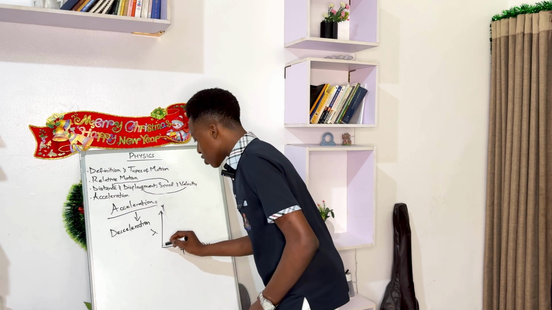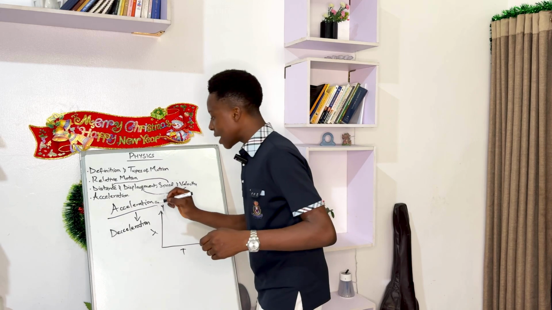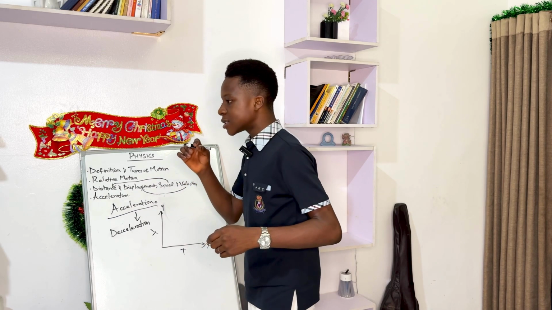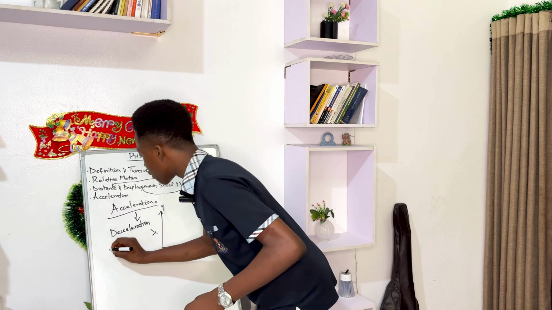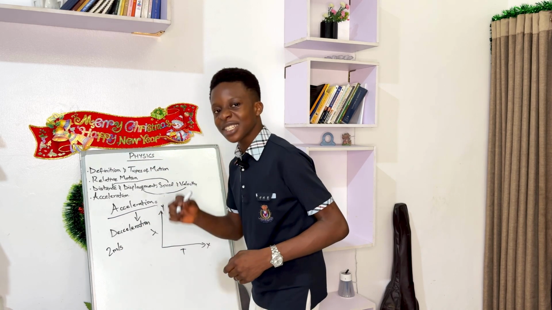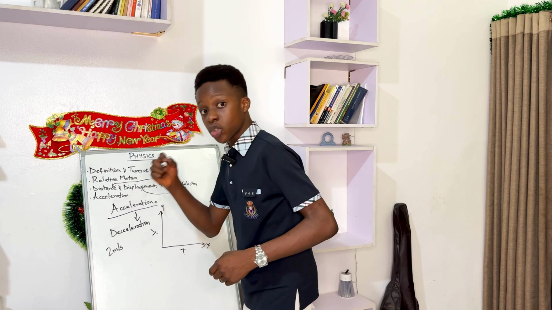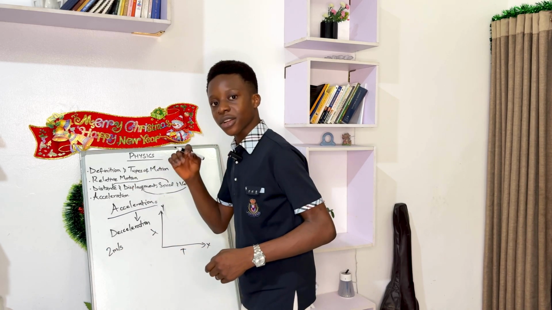If an object is constantly accelerating at a constant rate, that means it's uniform. It means that for every second, the velocity is increasing constantly. So let's say the velocity is 2 meters per second. It must be increasing 2 meters per second every second, 2 meters per second every second.